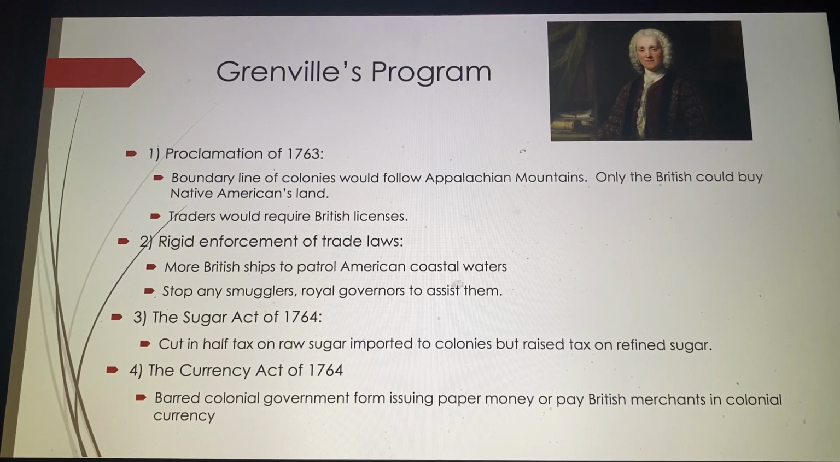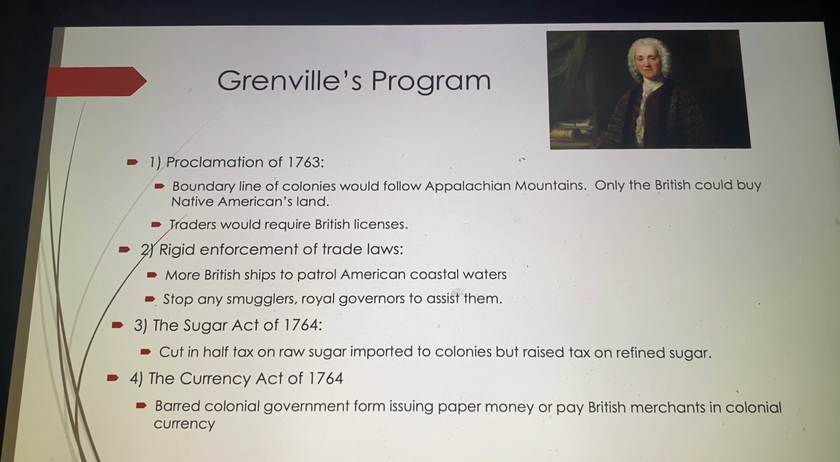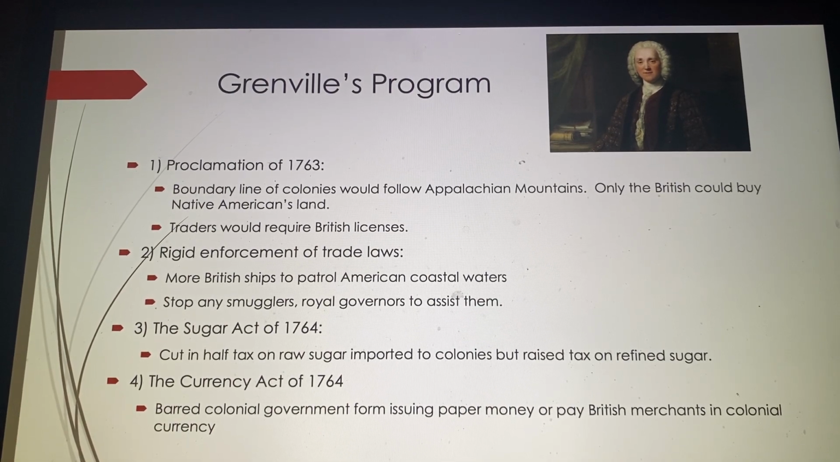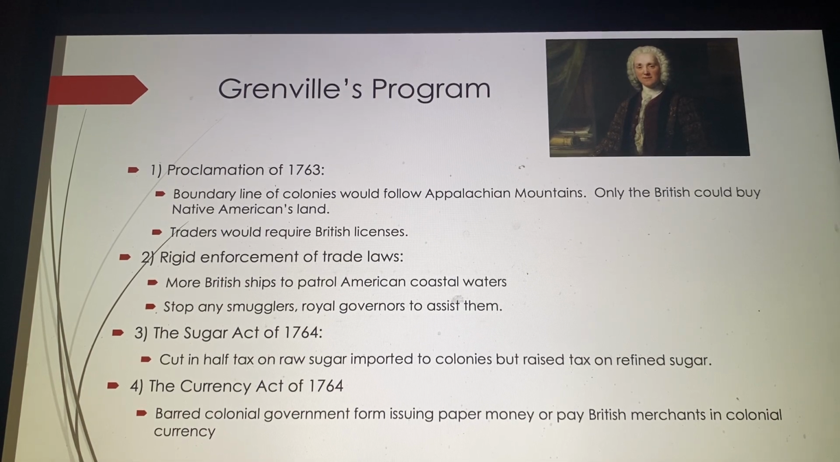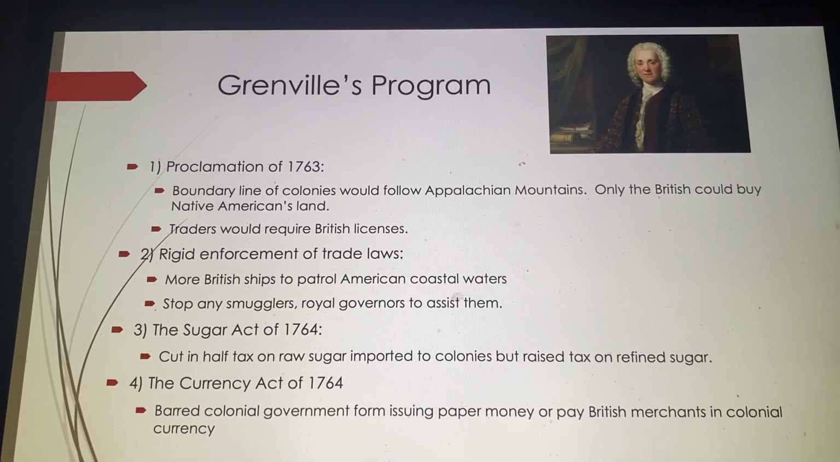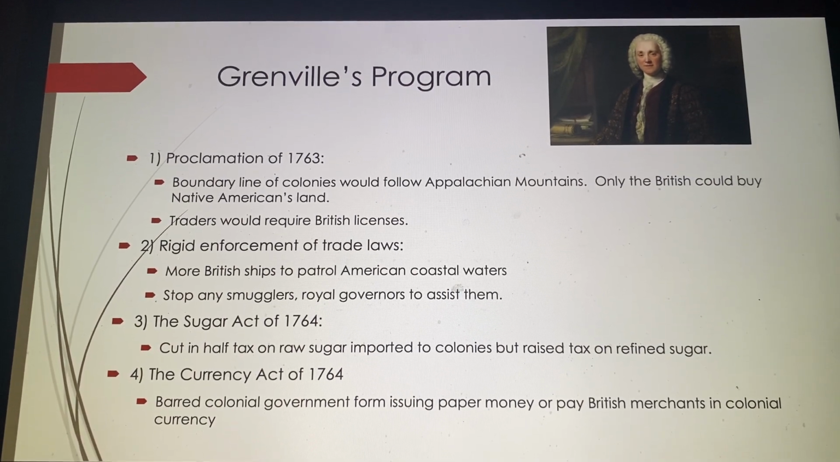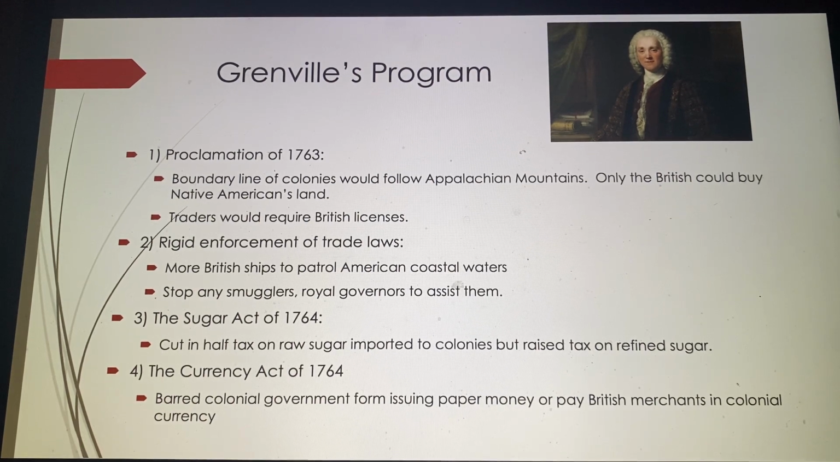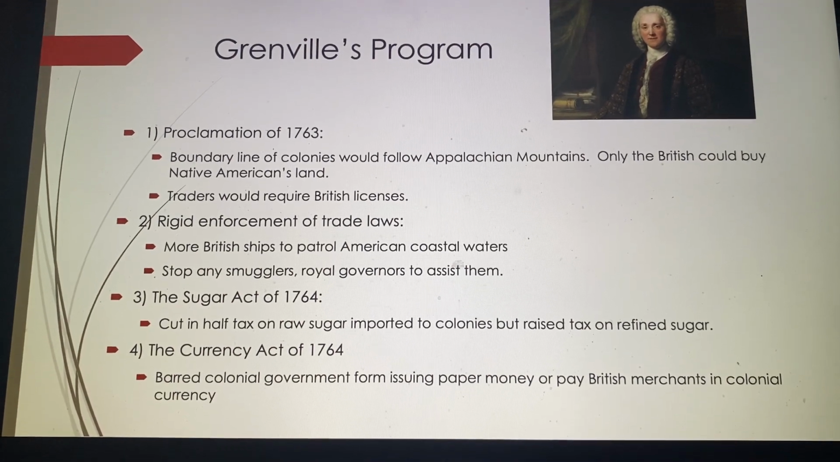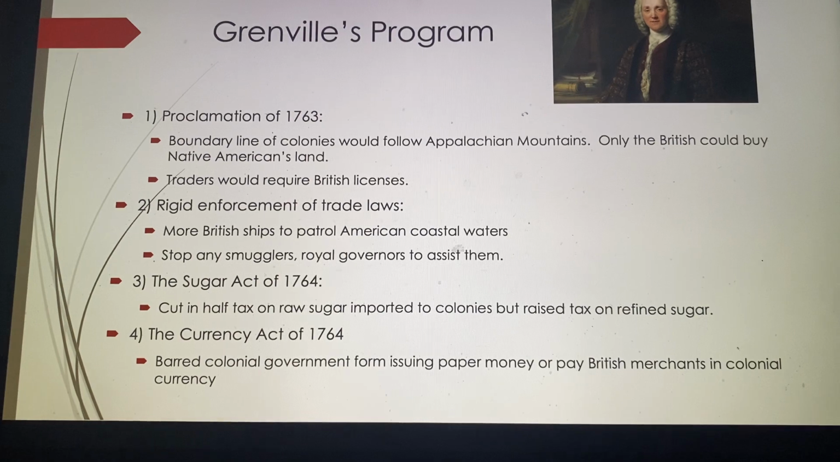Number 2, the rigid enforcement of the trade laws. So more British ships had to come to control and patrol American coastal waters, to make sure the American ships were not smuggling, to stop any smuggling, and the royal governors had to assist them to make sure that the British ships had free rein and that the American ships could not smuggle in items.